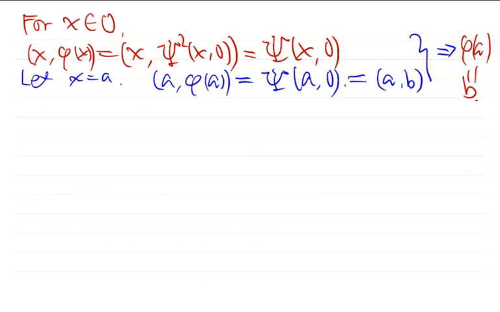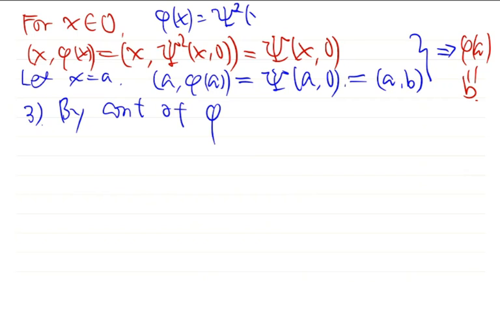Now we prove the uniqueness, that is the third part of the theorem, by continuity of phi. Phi is obviously C1. Phi is C1 because psi is C1. Phi x is psi2 x0. So psi is C1. Therefore, psi2, the second component of psi, is also C1. So let's check the z equal to 0 as a function of x. It is also C1, continuously differentiable. So phi is continuously differentiable, of course continuous.